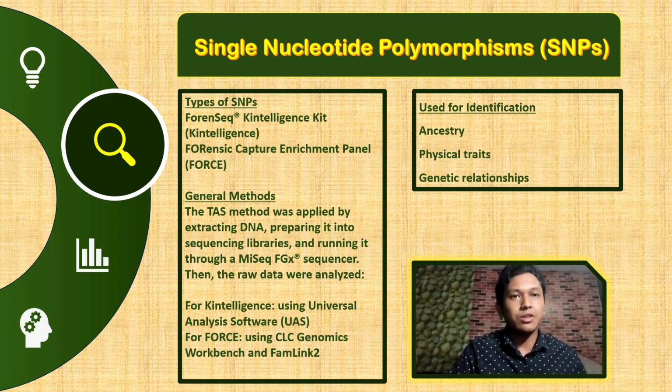So the general method on how they use this is by using the TAS method. It was applied by extracting DNA and then preparing it into sequencing libraries and then running it through a MiSeq FGx sequencer, where the raw data would then be analyzed by either Kintelligence or by Forseq, which both use different types of software in order to analyze the samples. So what's it used for? It's mainly used for identification of ancestry, physical traits, and also genetic relationships.